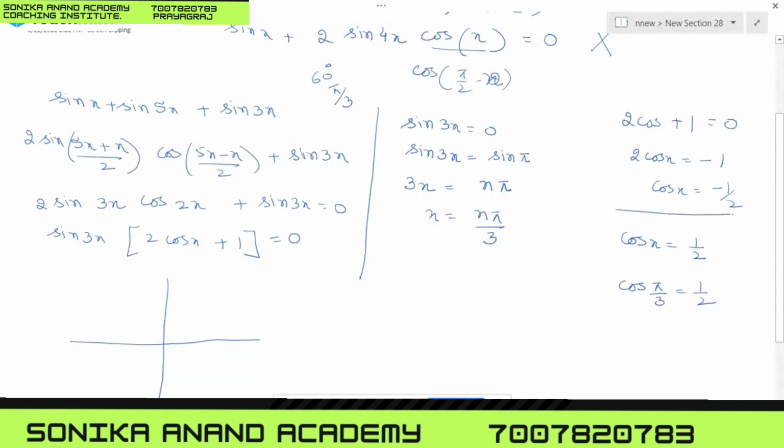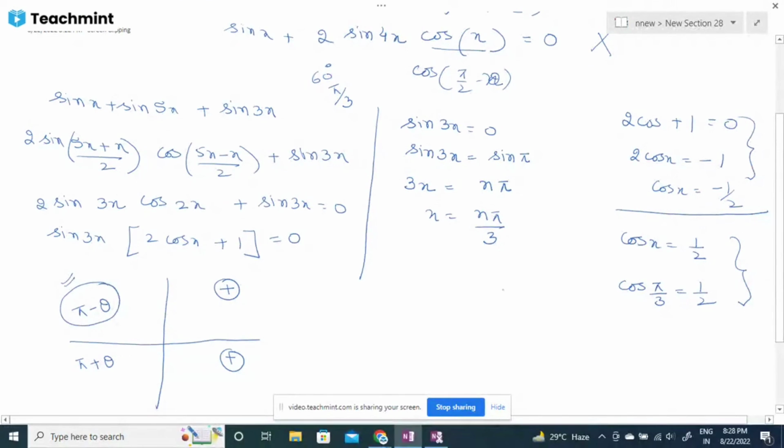We don't write this one; this is a separate one. Now here all these values are positive. Here it is pi minus theta. Here it is pi plus theta. So we go for the first option. Always go for the first option. So pi minus pi by 3.